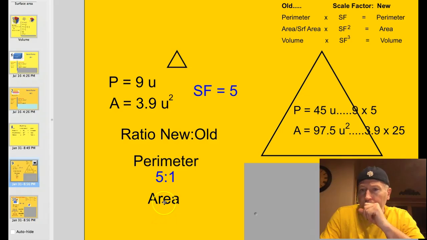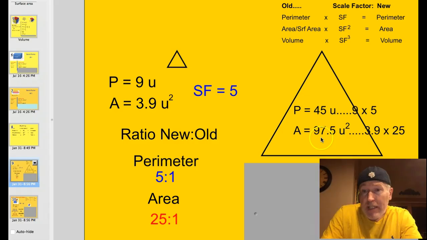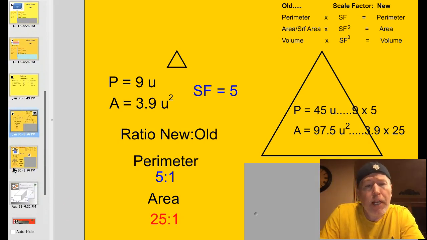Well, what about the area? The area can't be 5 to 1 because look, this is 3.9 and this one is 97.5. Well, it's the scale factor squared. The ratio between the area from the new to the old one, it's 97.5 to 3.9. It's really 25 to 1. You follow me? We'll give you another shot at it.